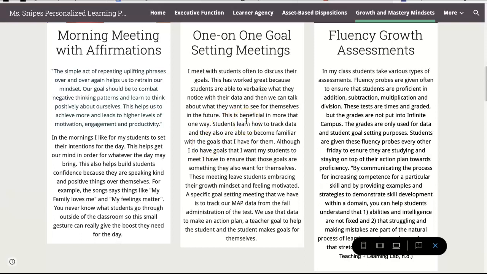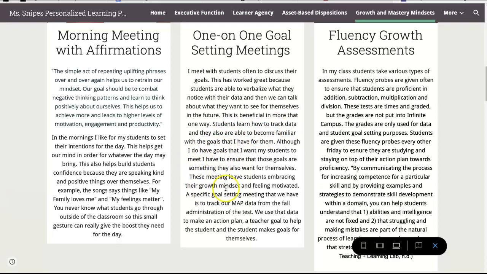And if we didn't see growth, what can we do better next time, and how can we still find something positive in what we did? So this is beneficial in more than one way. Students learn how to track data, and they are also able to become familiar with the goals that I have for them and set goals for themselves.